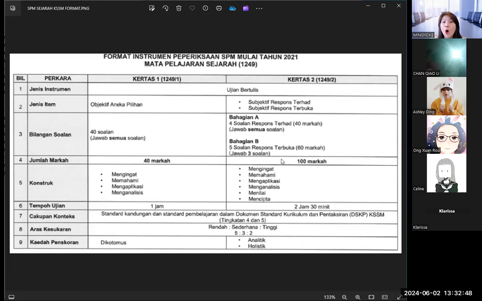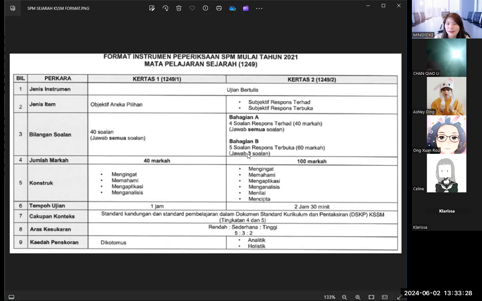Bahagian A is 4 compulsory structural questions. Each of the questions is 10 marks. Bahagian B instead is essay questions, in the sense that they give you 5 and you just need to choose 3 to answer. And each of these questions will be 20, 20, 20 marks each. You understand? 20, 20, 20 marks each.